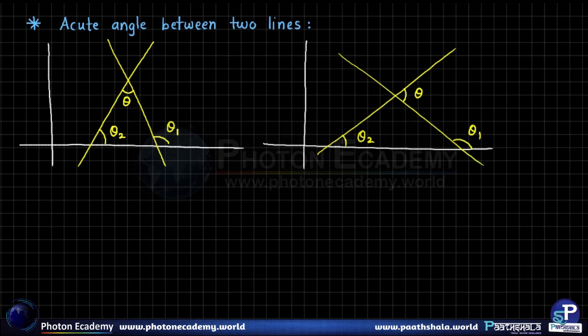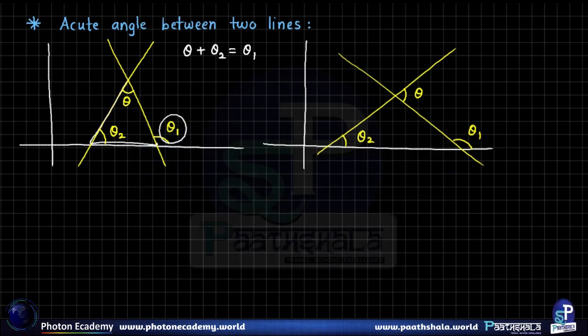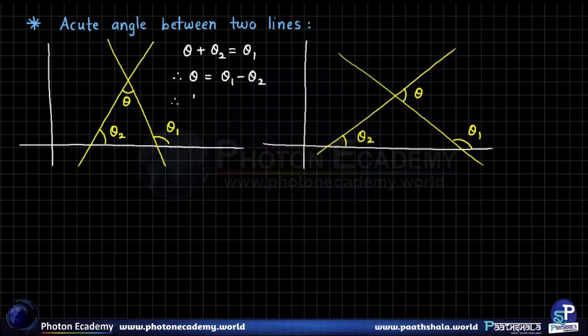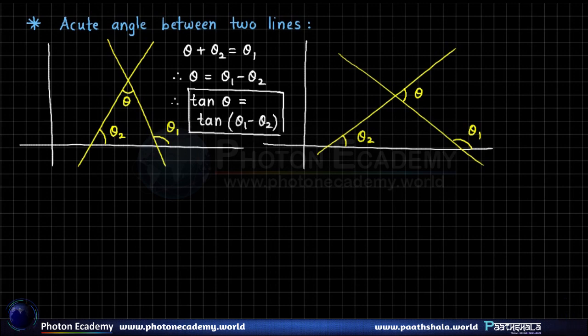Now in the first case, if you observe, theta plus theta 2 is equal to theta 1, because theta 1 is the exterior angle of the triangle here, and we know that the exterior angle is equal to the sum of the remote interior angles. Therefore here we get theta is equal to theta 1 minus theta 2. So if you take tan of theta, we get that to be equal to tan of theta 1 minus theta 2. So this is the first expression that we get. Now let us see what happens in the second case.